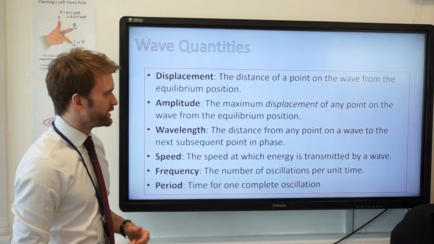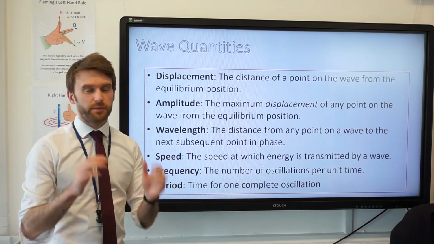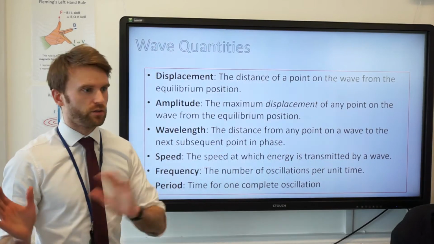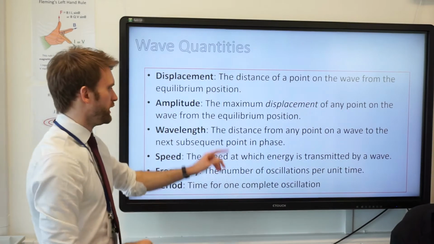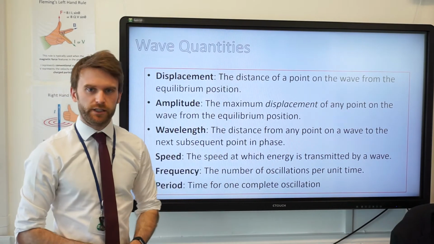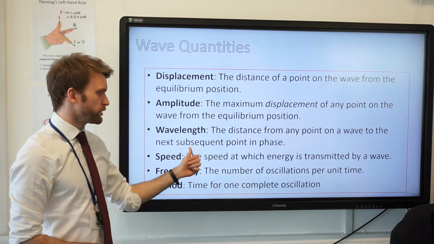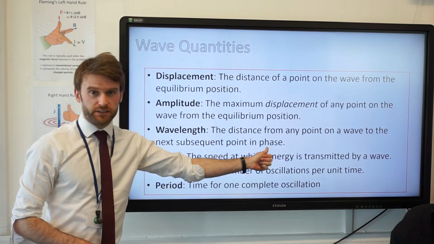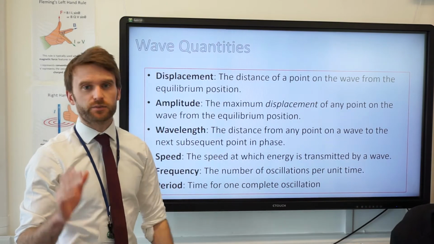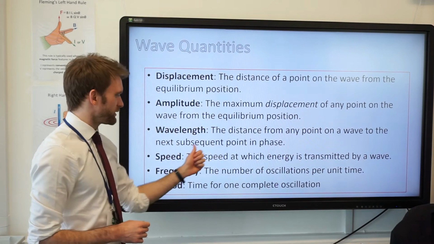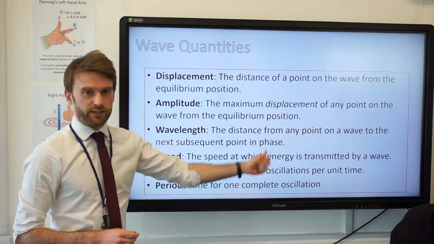The wavelength is the distance from any point on the wave. It can be any, it doesn't have to be peak to peak. That's an old, get that out of the way. Don't say peak to peak anymore, that's a GCSE definition. It's the distance from any point on the wave to the next subsequent point in phase. You might not understand what that means right now, doesn't matter, that's what the rest of this video is about. The next subsequent point in phase.